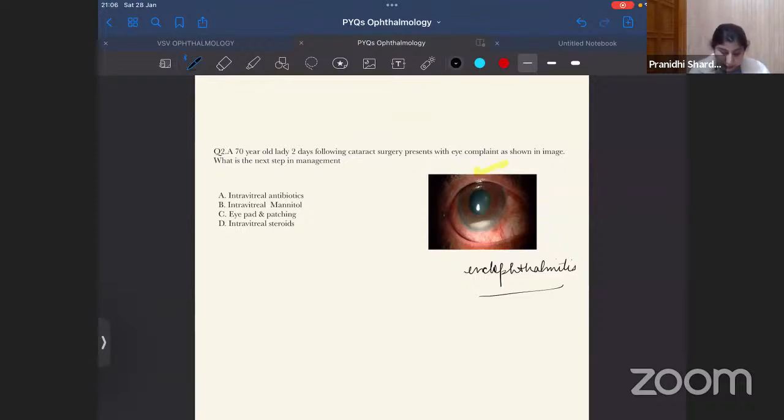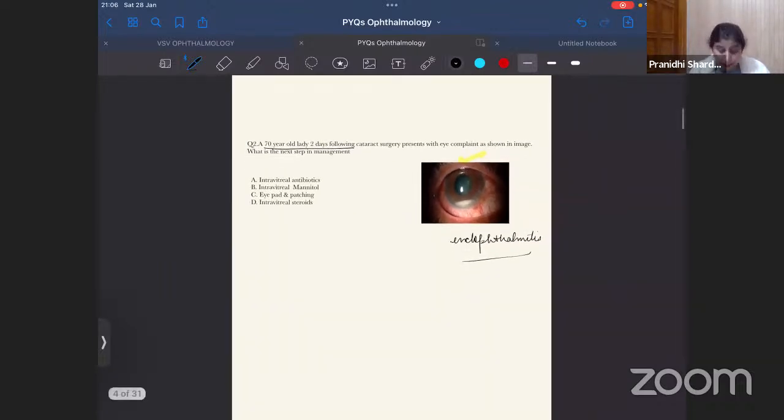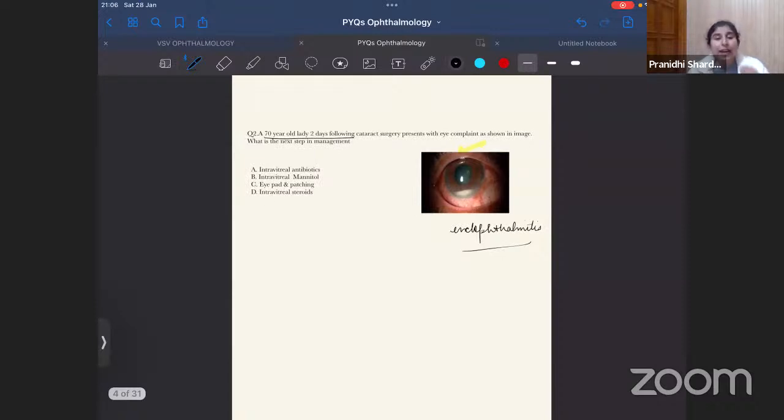Vitreous cells. As the history suggests, 2 days following cataract surgery, this is endophthalmitis. Spot diagnosis: endophthalmitis. Now, what do we do for endophthalmitis? Firstly, mark the important topics. As I mentioned earlier, we'll jot them down. The first important topic is embryology, next is endophthalmitis.